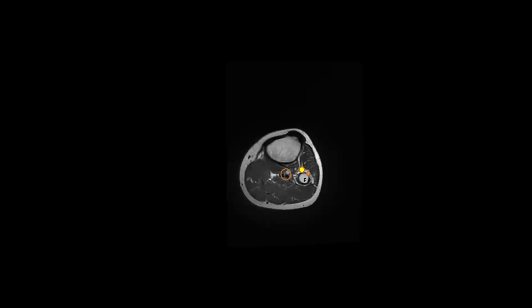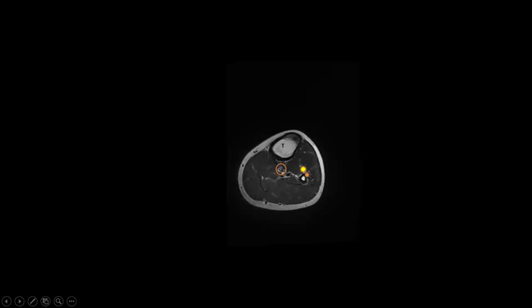So let's have a look at these nerves on MR. So here we can see this circle is pointing towards the tibial nerve, and these are the two branches of common peroneal nerve. And as we are moving down, we can see they are moving in their different compartments.